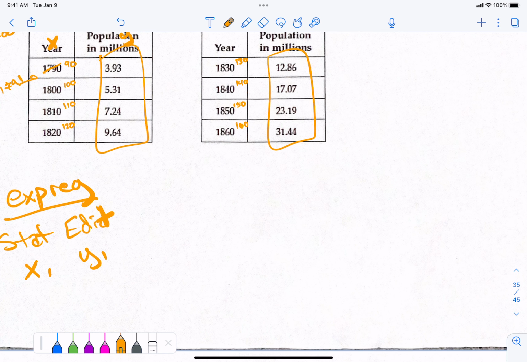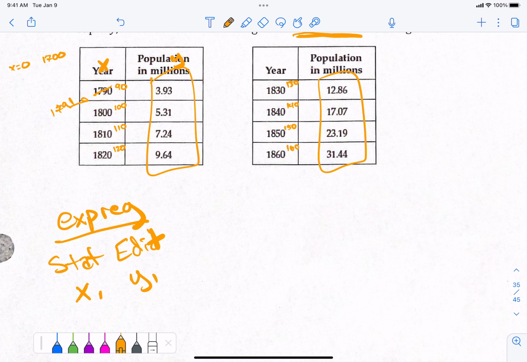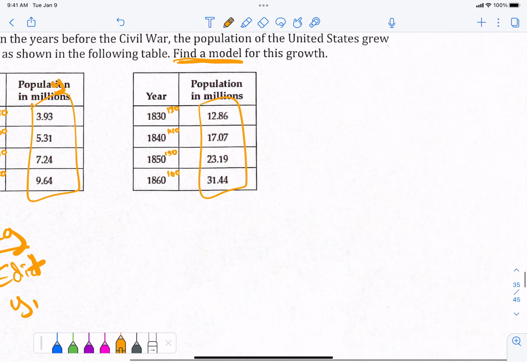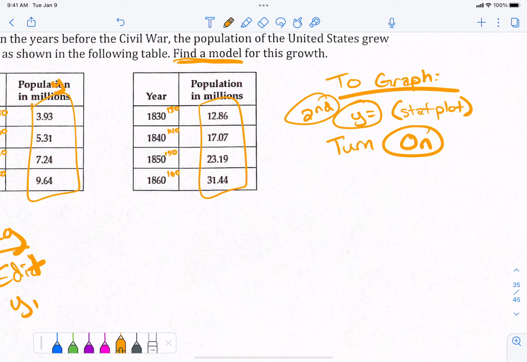So let's say we want to put this on a scatter plot on my calculator, okay? Before I hit graph, here are the buttons that you need to push. First thing we need to do is make sure our scatter plot is on. So you go to second, y equals, which is the stat plot button. The first one needs to be on. Turn your plots on.